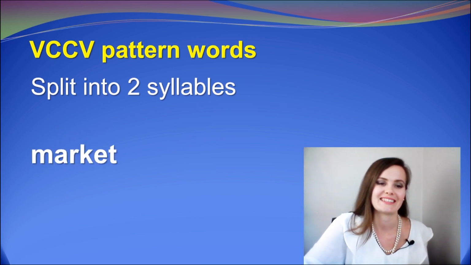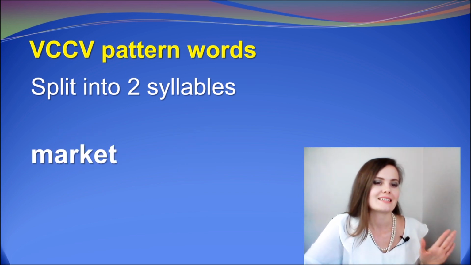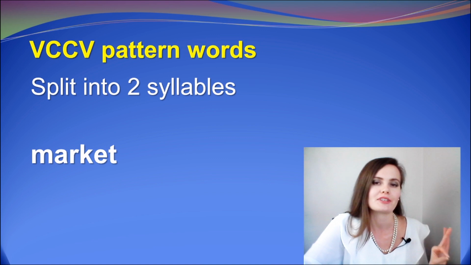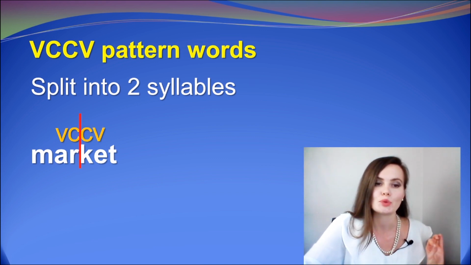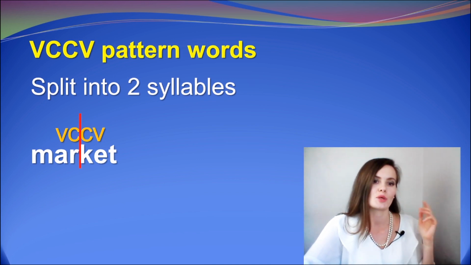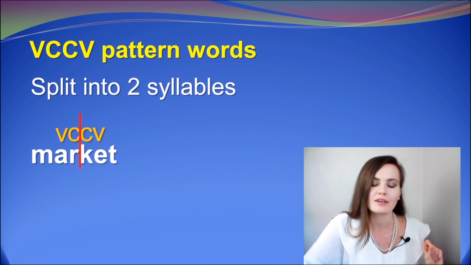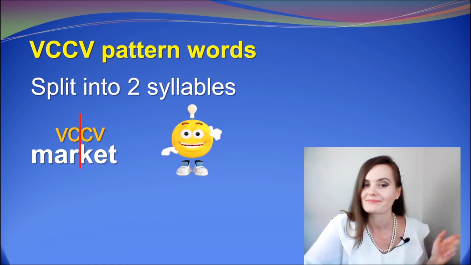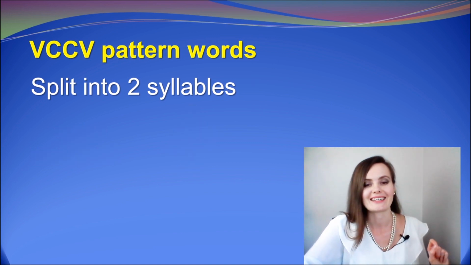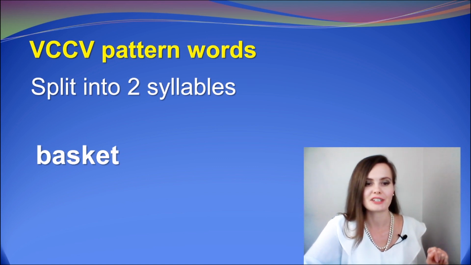Okay, next word. Let's see if this word has the same pattern as the previous one. So we find the vowel, then consonant, then again consonant, and the vowel. We split in between the consonants. So we get market, market. Got it?